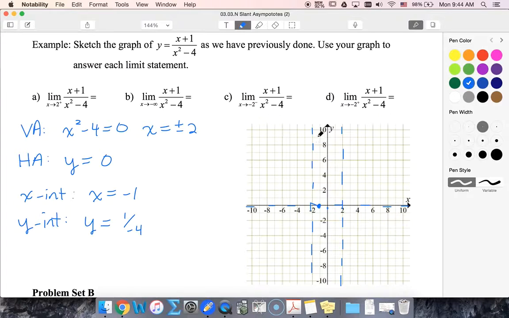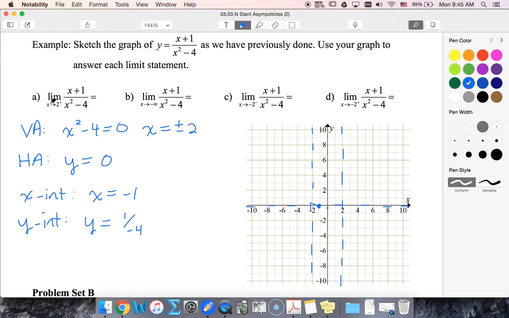So it seems to me that this graph is probably going to go like this. And the question is, what's happening over here? Will it be above or below? I know it's not going to cross the x-axis again because I have only one x-intercept. So I want to think about my limits, but this is also asking us to use our graph to answer the limit statements. I could plug in some values to help me imagine what's happening, but I can also think about these limits in terms of what's happening.